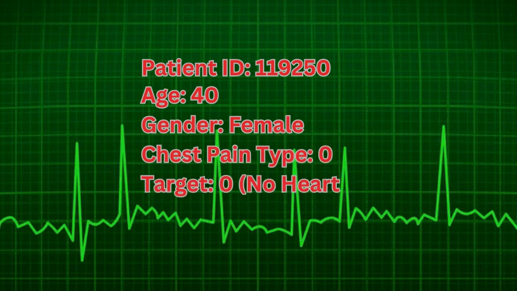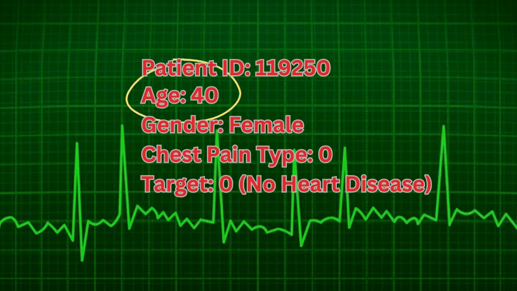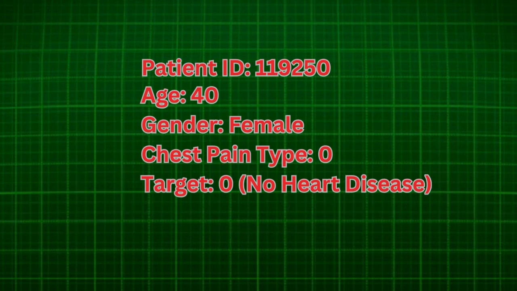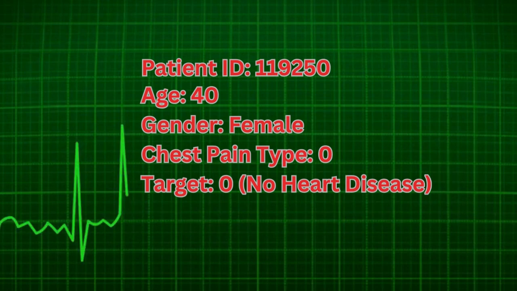No heart disease. The patient with the lowest resting blood pressure is identified by finding the minimum value in the resting BP column. This patient is a 40-year-old female, reported no chest pain, and does not have heart disease based on a target value of 0. This information provides insights into the characteristics of the patient with the lowest resting blood pressure in the dataset, highlighting various health-related attributes.